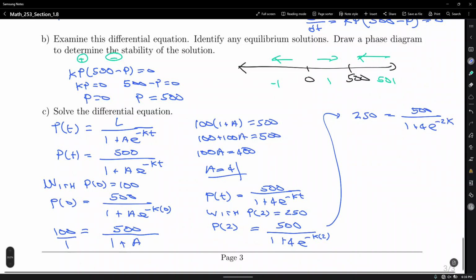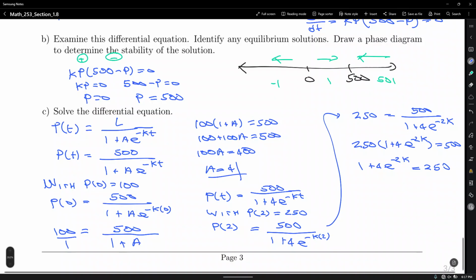Well, so we have another exponential equation to solve for the variable k. Yes, I'm going to do the whole work for this. So that is 250 times 1 plus 4 e to the negative 2k equals 500, and 1 plus 4 e to the negative 2k equals, dividing both sides by 250, that's 2. The rest of the problem is a bit of arithmetic.